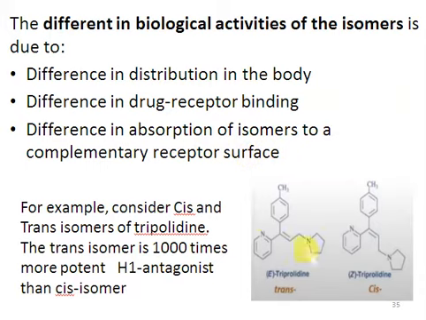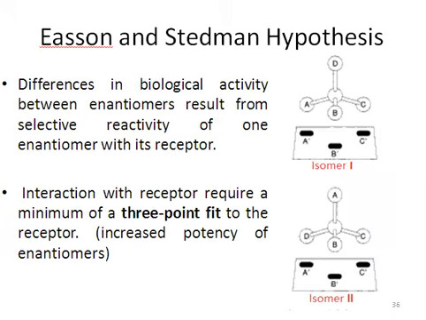Just for example, we are taking two isomers. One is the trans isomer and another is the cis isomer. Both of these are triprolidine, and both of these are H1 antagonists, right? But the cis isomer is 1,000 times less potent, and the trans isomer is 1,000 times more potent than the cis isomer.